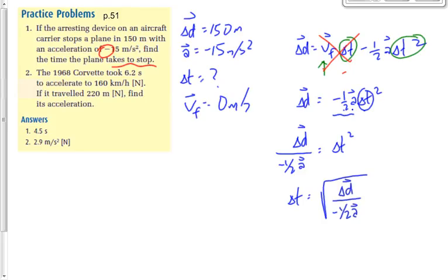Let's finish it off here. D is 150. Oh, wait a second. I got a negative underneath there. I can't take the square root of a negative number, can I? No, I can't. So what do I do here? Have I made a mistake? I haven't, no. How do I resolve this if I have a negative on the bottom?